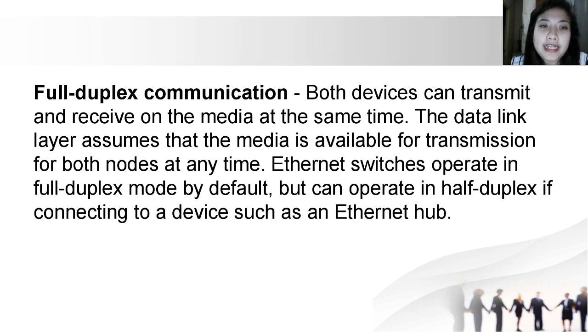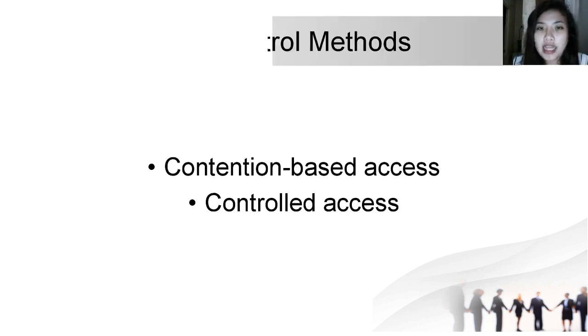While in full duplex communication, both devices can transmit and receive on the media at the same time. The data link layer assumes that the media is available for transmission for both nodes at any time. Ethernet switches operate in full duplex mode by default, but can operate in half duplex if connecting to a device such as an Ethernet hub.